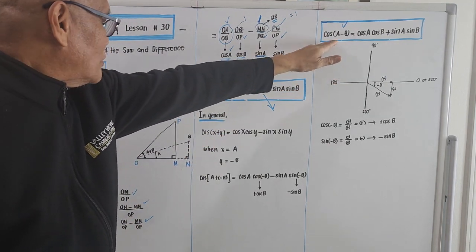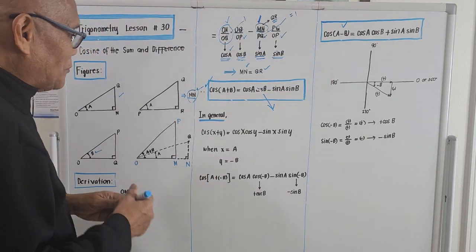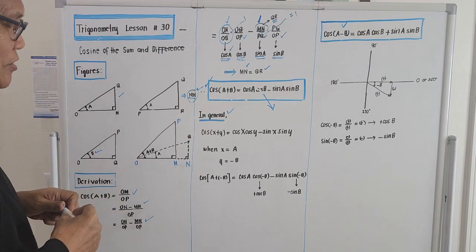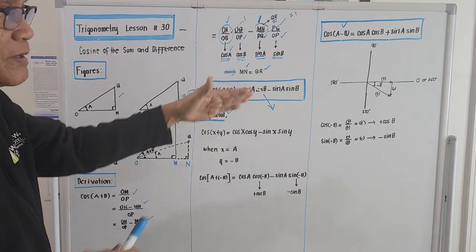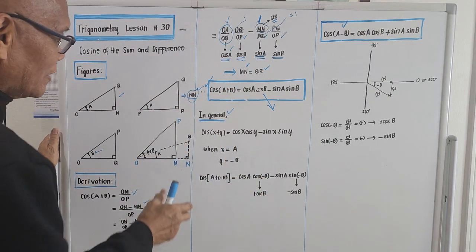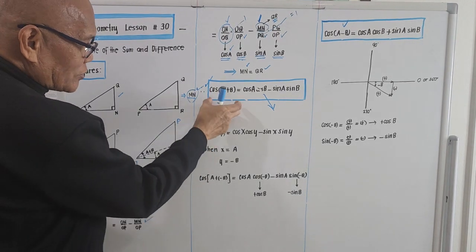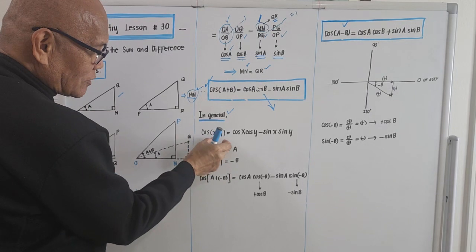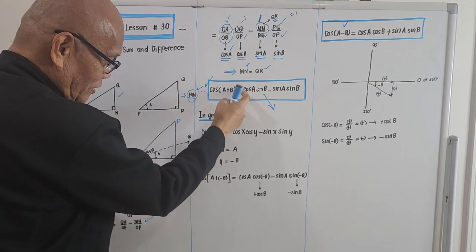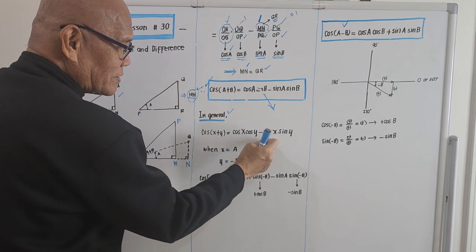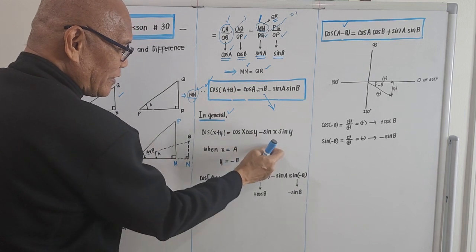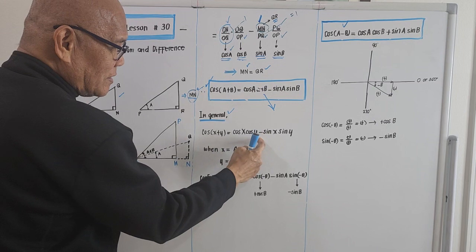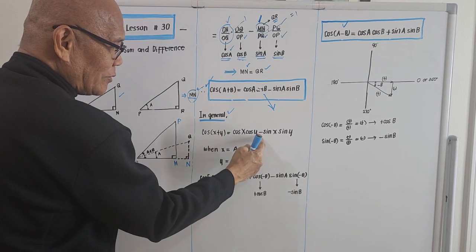To derive therefore this formula, we'll place here in general. In general meaning, let's try to replace A and B for the meantime by the values x and y. In general, not considering A and B for the meantime, we'll just consider x and y. Cosine of the quantity x plus y, following this, will be cosine, cosine, sine, sine. If this is plus, this should be minus. So this should be cosine of x, cosine of y, minus. If this is plus, this will be minus.